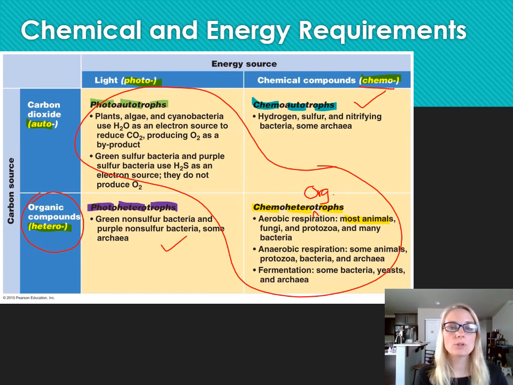Okay, so those are the sources or the requirements for chemical requirements. That's your carbon source needed to build more organic molecules. And energy, how do you excite those electrons to drive your electron transport chain to make your ATP? All right, so that's our first little mini lesson from chapter 6, and we will move on to oxygen requirements. See you next time.